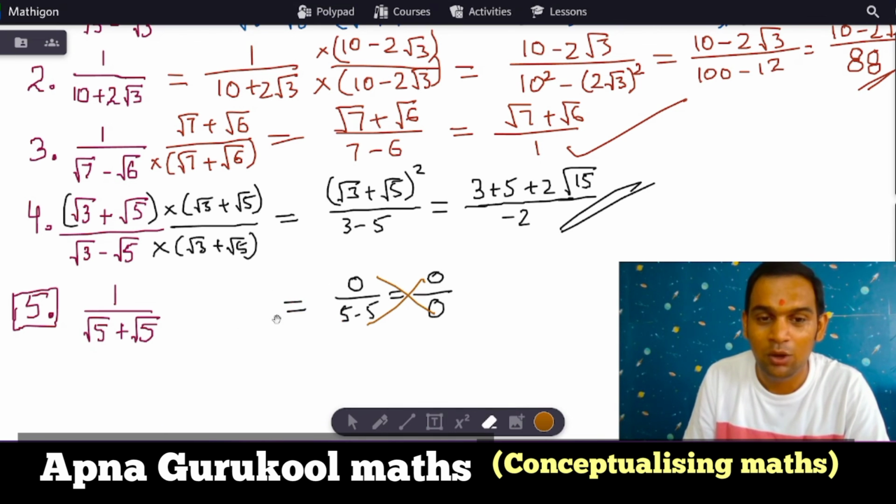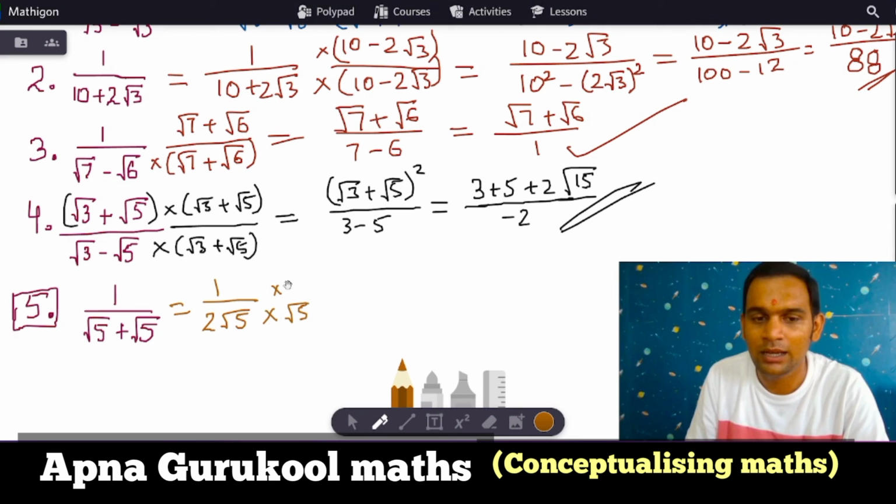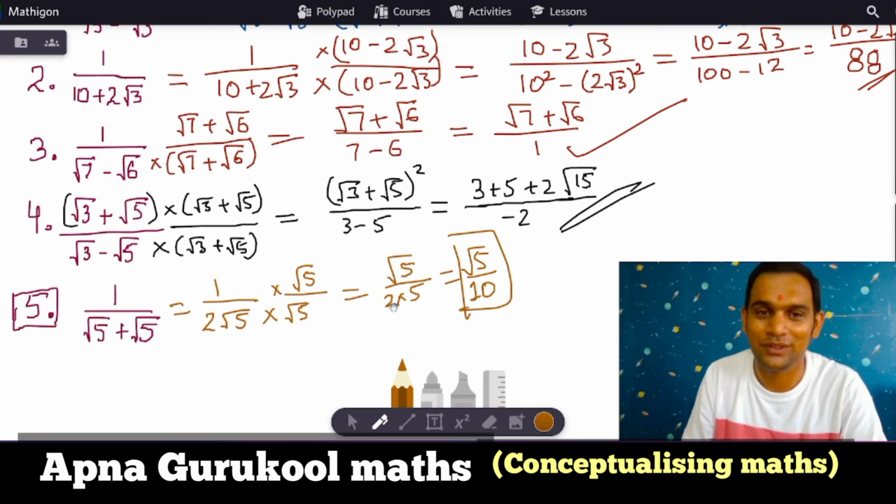We do this with a simple process. Okay, it's very, very simple. You just reduce it. So this becomes 1 by root 5 plus root 5, which is 2 root 5. We have already discussed. Now we can just multiply it by root 5 times root 5, because root 5 times root 5 will give you 5. So then it becomes root 5 divided by 2 times 5. Yeah. That is how we get to the answer.